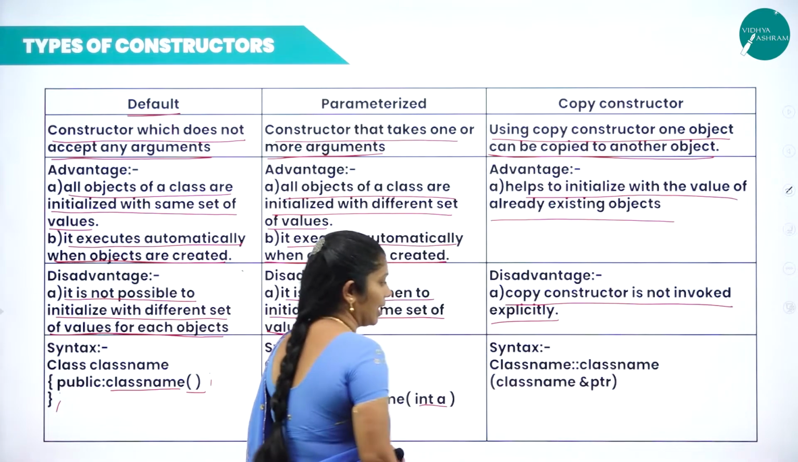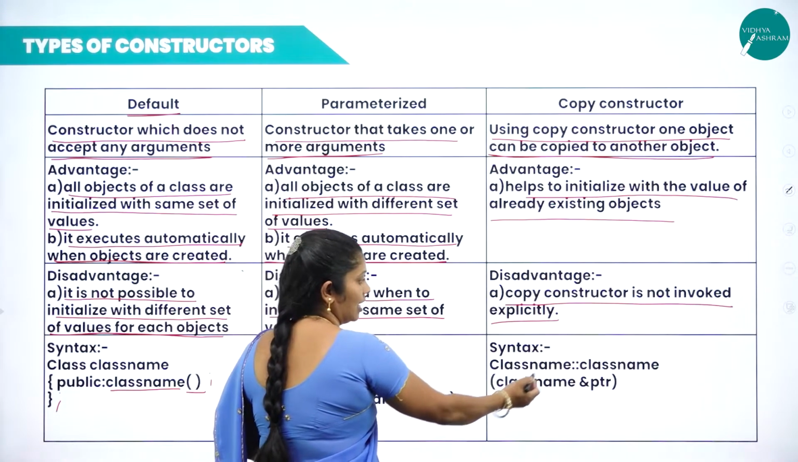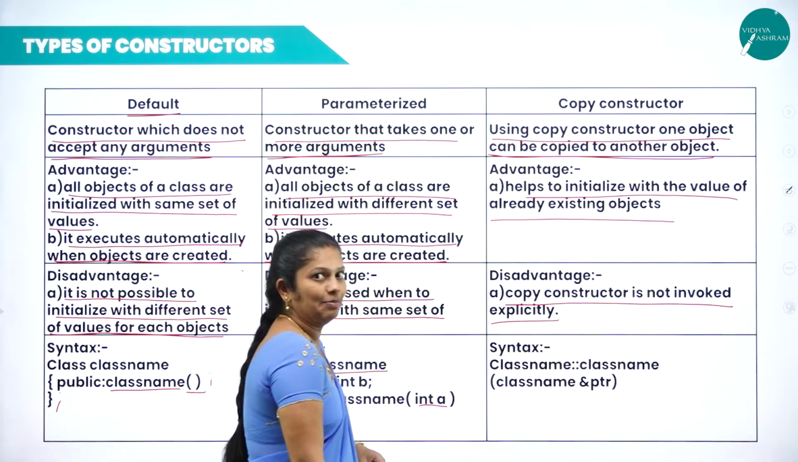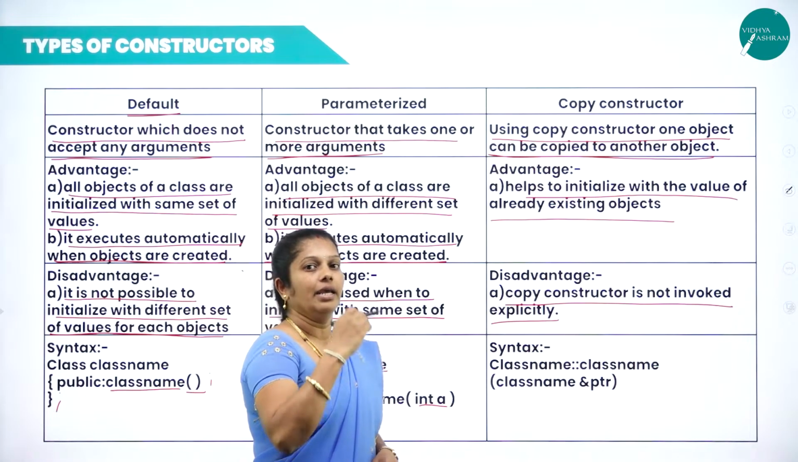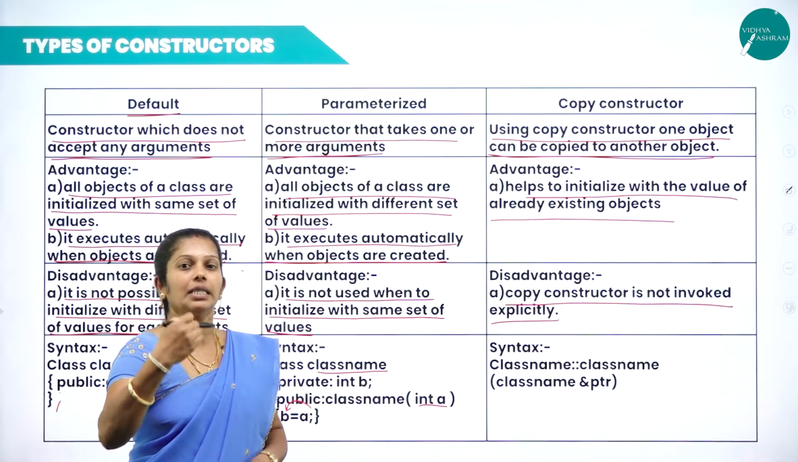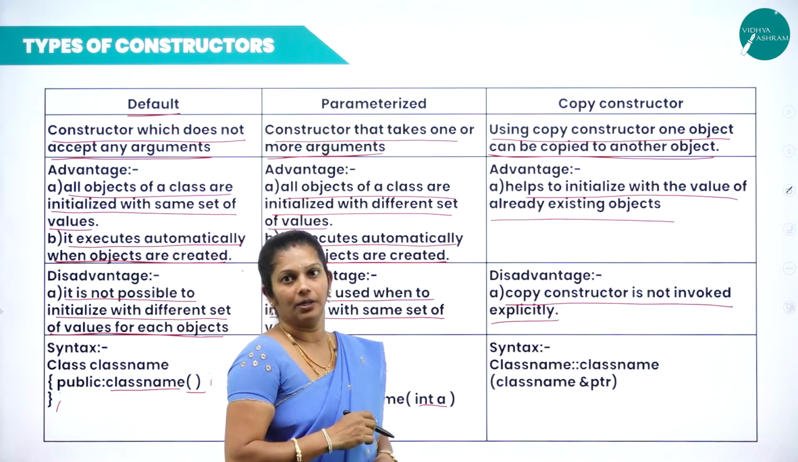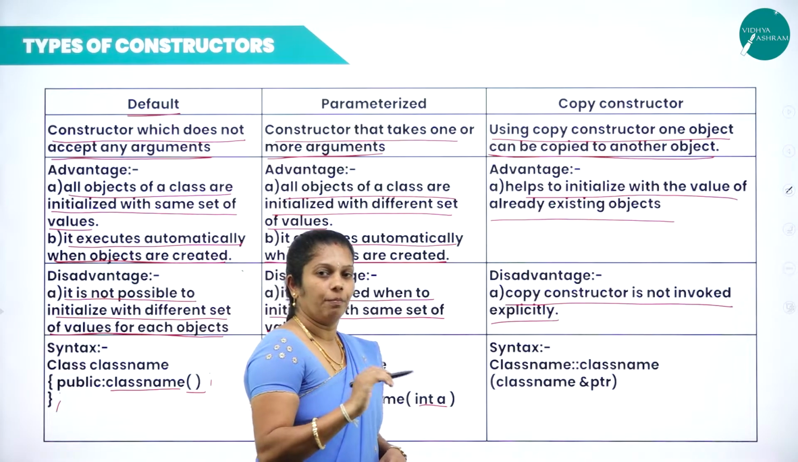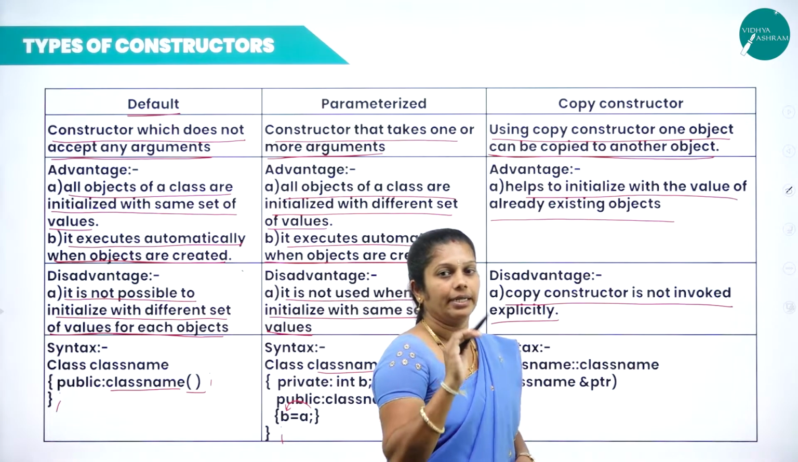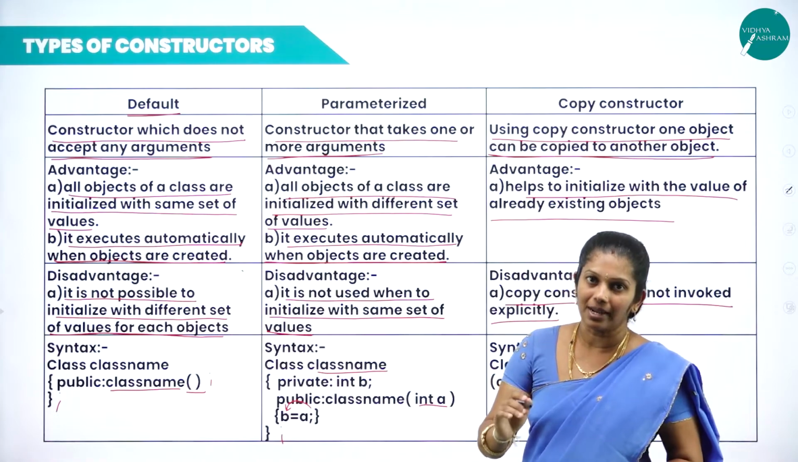Then in the same way, for the copy constructor also, if you observe, class name, scope resolution operator, class name, then class name ampersand ptr. It means that it stores the address of its own variable. Especially ptr, here it stores the address of its own variable. That address is transferred here. That is the copy constructor.